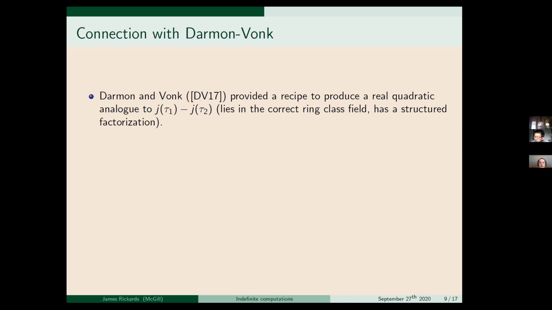So the second computational thing I wanted to mention was this work of Darmon-Vonk. So this was all starting right when I started my PhD. They had this recipe to produce a real quadratic analog to J of tau 1 minus J of tau 2, by which I mean they p-adically constructed some number. It appeared to be actually algebraic, lying in the correct ring class field, and had a very structured factorization a la Gross-Zagier. So the prime factorization was only divisible by primes of small norm of a certain form. And this is for now for tau 1 and tau 2 real quadratic instead of imaginary.